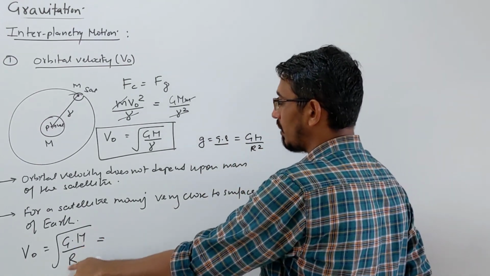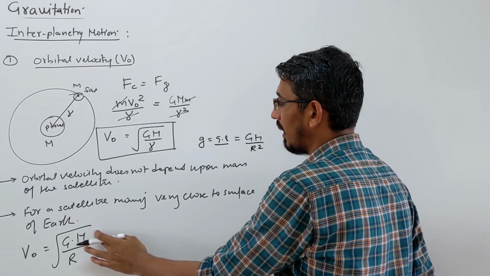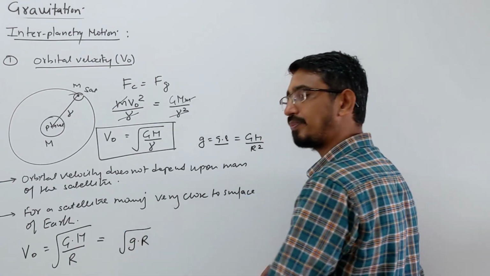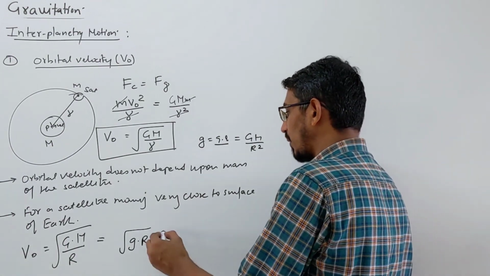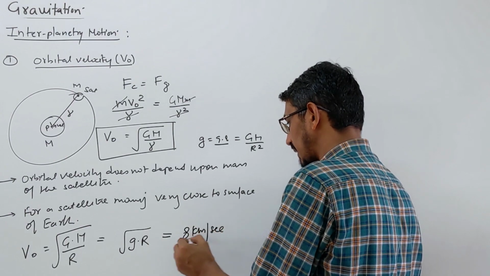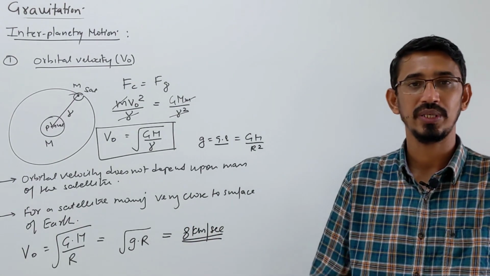So, you can convert this formula into G m R square also. You multiply by R, divide by R, correct. So, you simply get this formula root G into what? R, correct. These all values we know. So when you put here, it comes what, how much? 8 kilometer per second. Very, very important general knowledge.